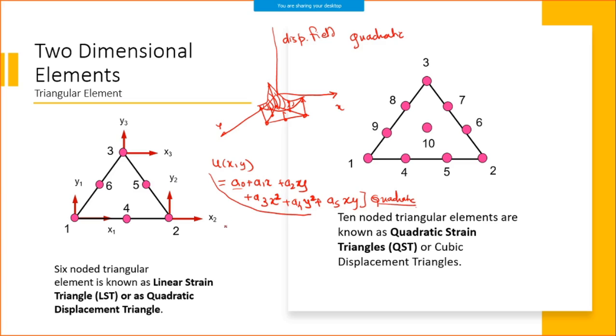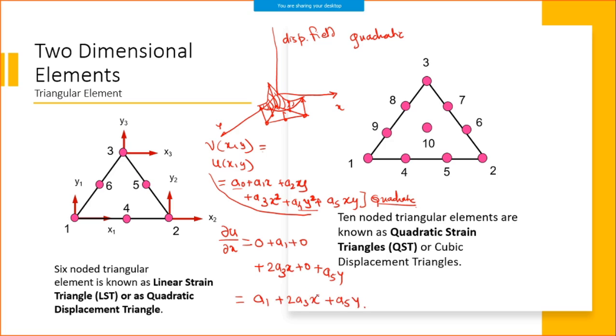If I take a derivative of it, du by dx, similarly, you can take a derivative in the y direction also. You can represent it as v of x, y, but with different constants. So du by dx, if I take a derivative of this, a0 will become 0, then this is plus a1, then a2y, then 2a3x, then this is 0, this is a5y. Okay, so now if I write this equation, a1 plus 2a3x plus a5y.